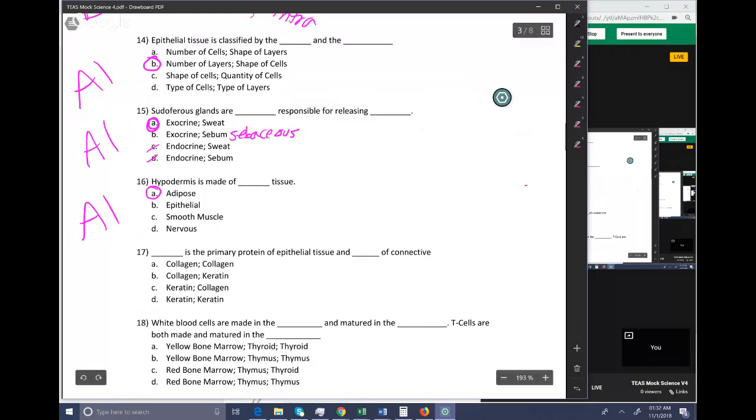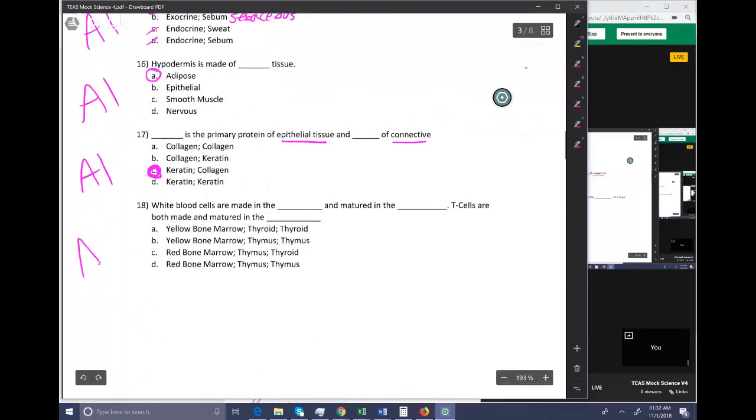17, what is the primary protein of epithelial tissue? And then as the second part of the question, the primary protein of connective tissue. So epithelial is keratin. Connective is collagen, so that is choice C.